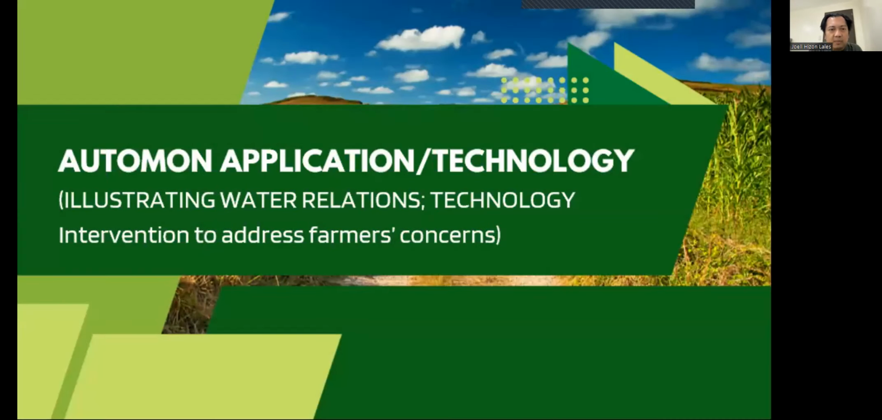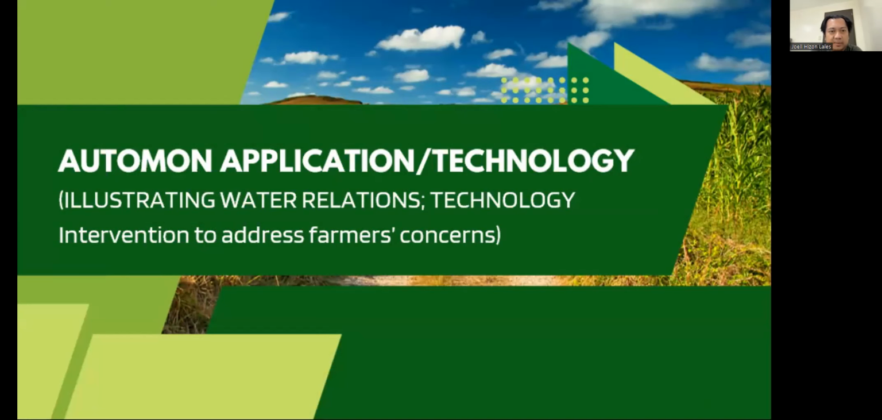Okay, good morning to everyone. So I'll be sharing an application or technology that will illustrate water relations. It was developed by PhilRice and IRRI, and I got this from their completed report document. So I have to give credit to them. Hindi ko na isa-isa, ang dami nila eh, researchers and scientists ng PhilRice and IRRI.